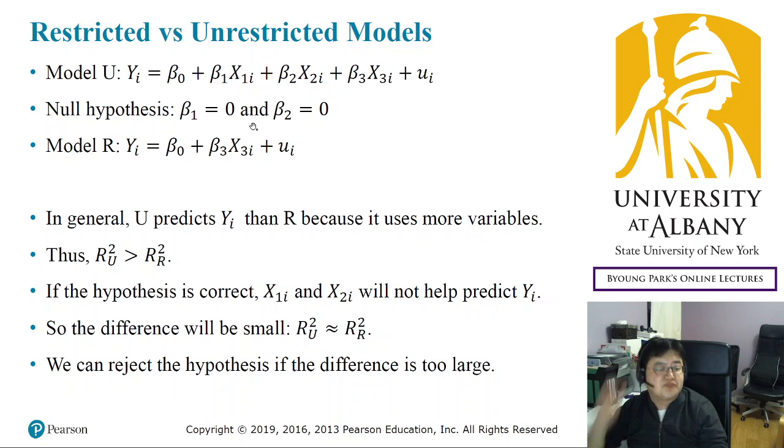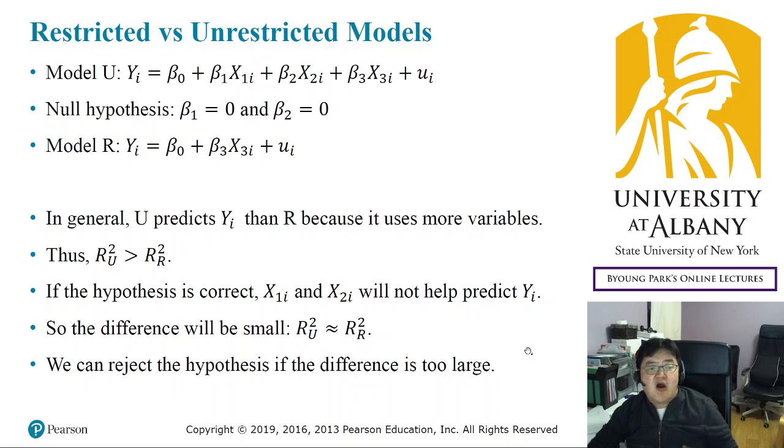Therefore, using this idea, in general U is better, but they are similar when the hypothesis is correct. That implies that you can reject the null hypothesis if the difference is large. So if the difference is large, then you can tell, oh, it is not correct.